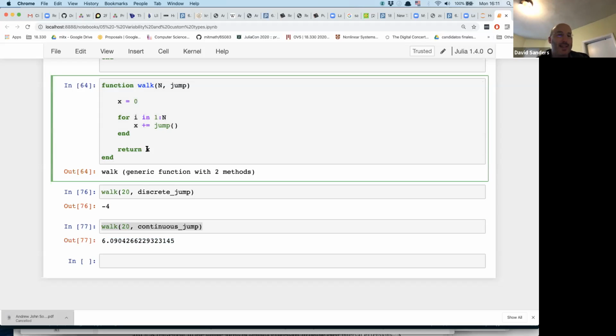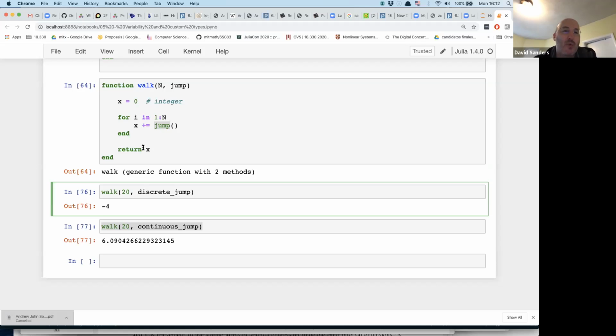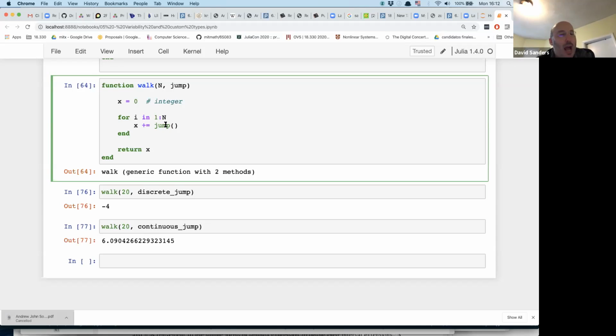And yet, this x that lives inside this function, by the way, starts off as an integer, right? And so when I call this jump function, if I'm calling the discrete one, it's okay. I just have integers everywhere. But if I'm calling the continuous one, x was an integer, and now it becomes a float. So it's actually changing type.